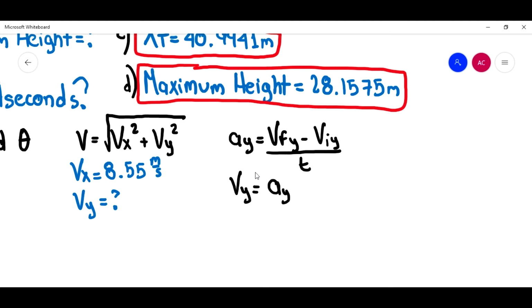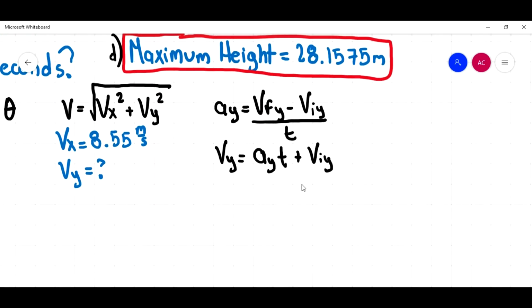So by is going to be acceleration in y multiplied by time, plus the initial velocity in y. Maybe I made the isolation too quickly, but time goes multiplying and minus initial velocity in y goes to the other side, positive. Okay, so velocity in y is going to be minus 9.8 meters per second squared.